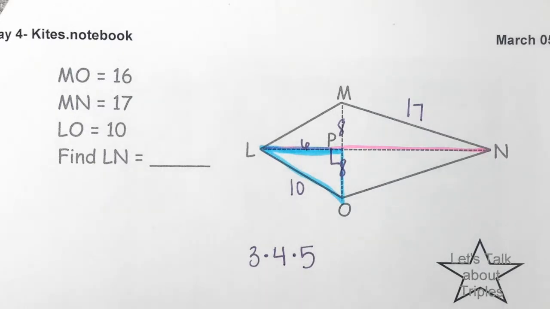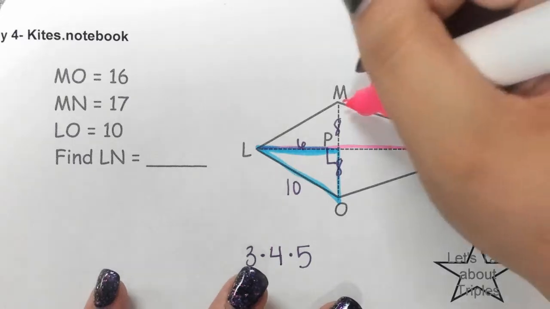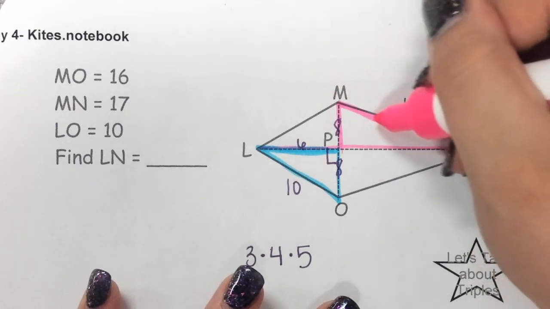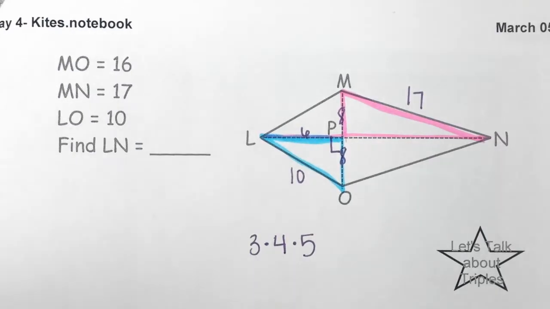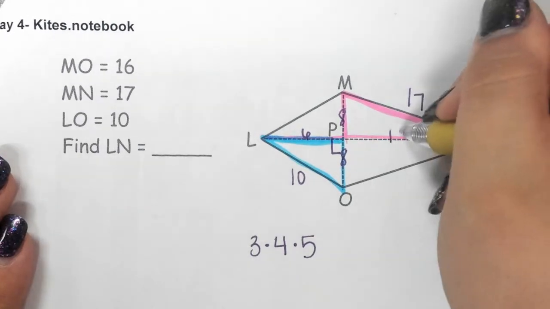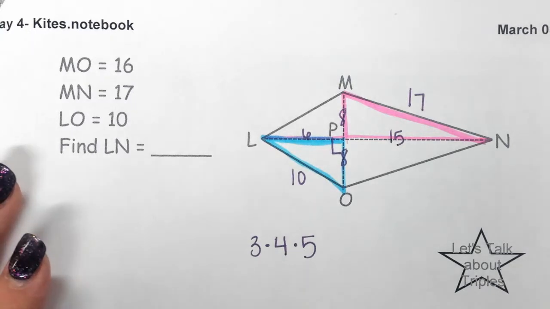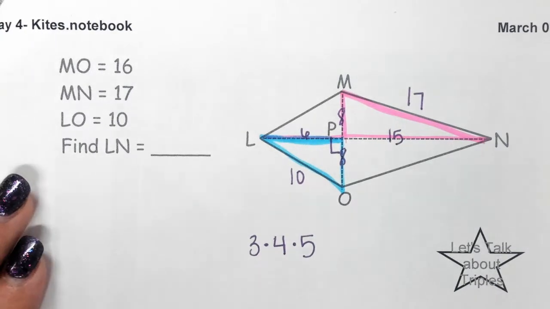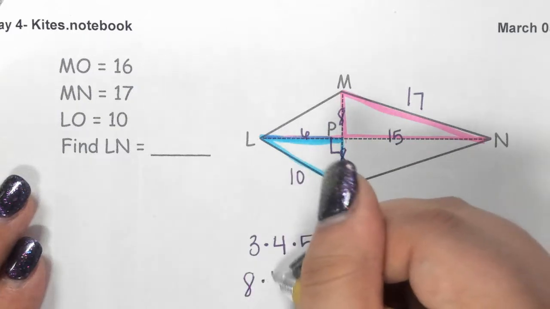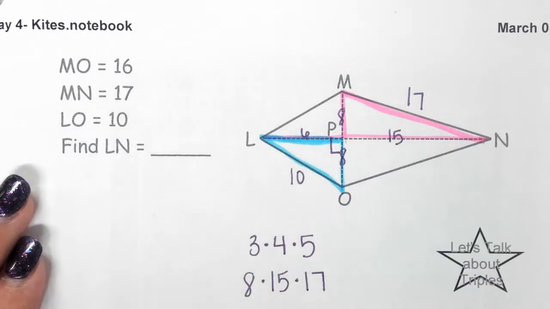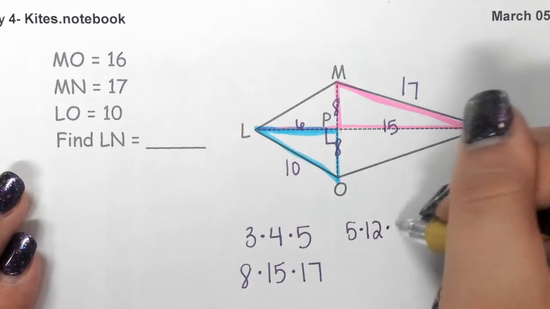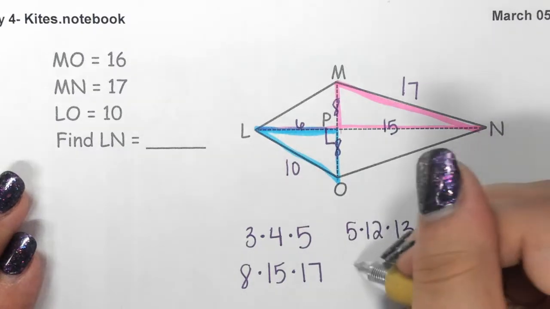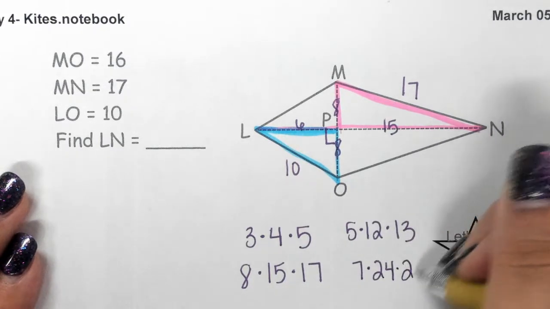How do I find PN? I have another right triangle. I could do Pythagorean theorem and do 17 squared minus 8 squared, and what do I get? 15. However, if you were to turn to the special right triangles day that we had, 8, 15, 17 was another special one I gave you. So is 5, 12, 13. So is 7, 24, 25.